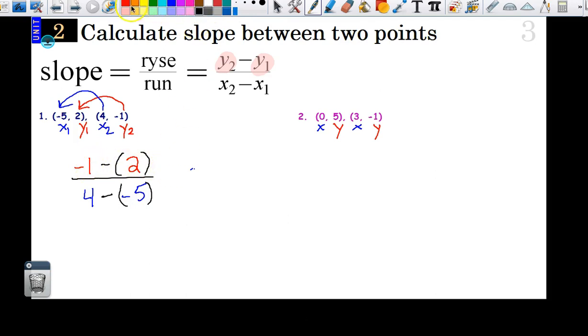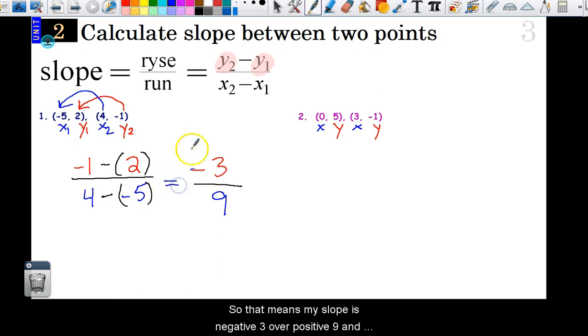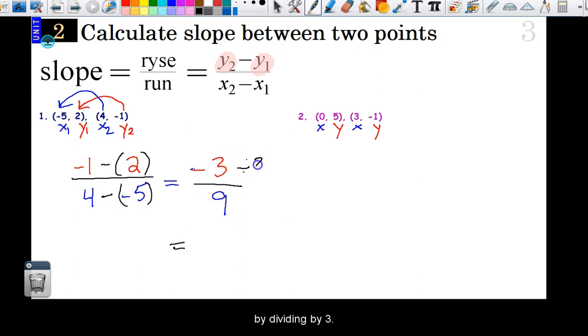Negative 1 minus 2, negative 1, take 2 away, negative 3. And you can use a calculator on these if you're still not comfortable subtracting. 4 minus a negative 5, that's like adding the opposite, so 4 plus 5, 9. So that means my slope is negative 3 over positive 9, and I need to simplify this by dividing by 3. If I divide the numerator by 3, I get negative 1. Divide the denominator by 3, I get 3. Slope M is negative 1/3.